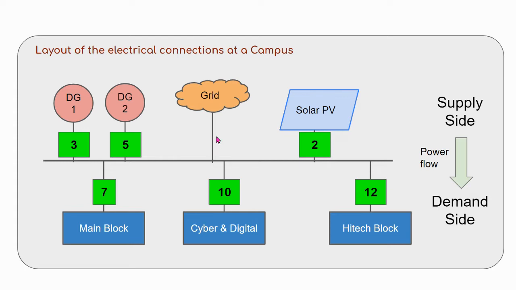Now, why is there no meter on the grid? Unfortunately, either there is no meter at all, or the meter which is there is under the control of the utility grid. So we are unable to fiddle with that particular meter and extract data from it. I mean, we should install another meter and get the data, but there is another way.